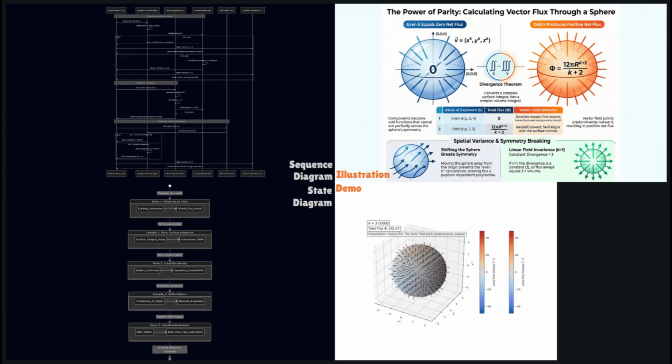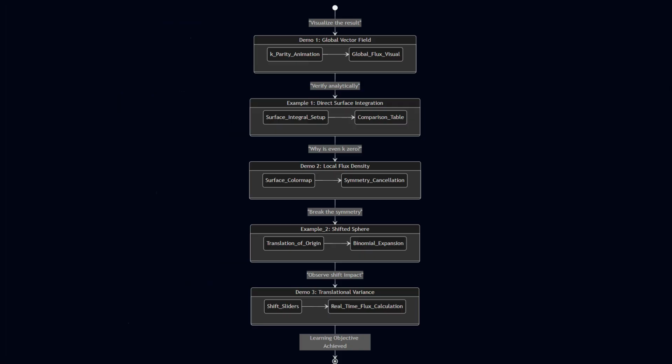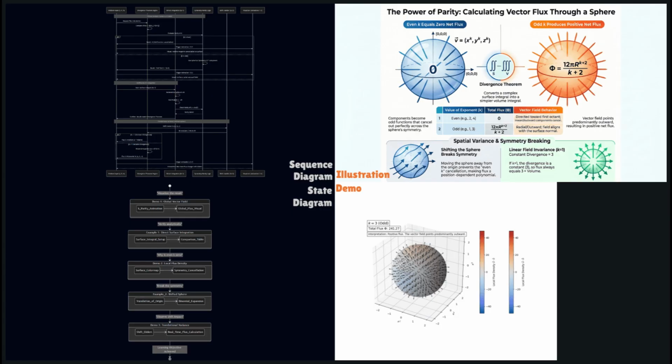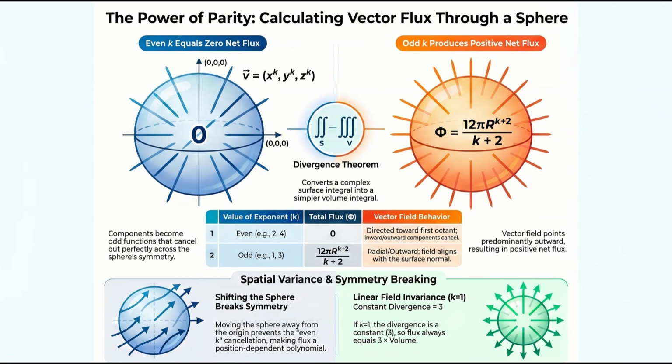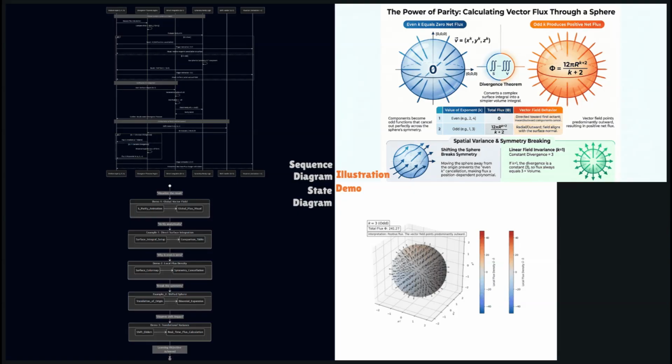If the derivation sheet is the blueprint, the sequence diagram is the operational engine that executes those rules. It illustrates the internal decision-making process. First, it consults the derivation's parity filter to determine if the field is symmetric enough to cancel itself out.